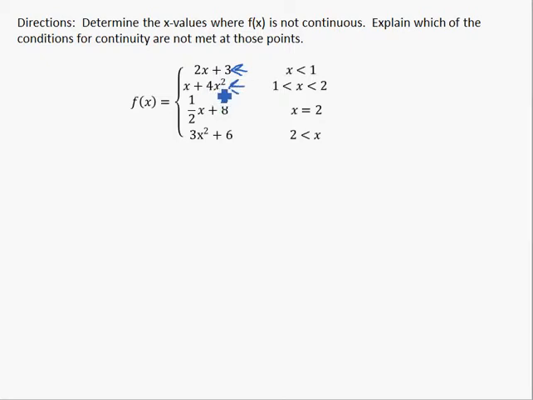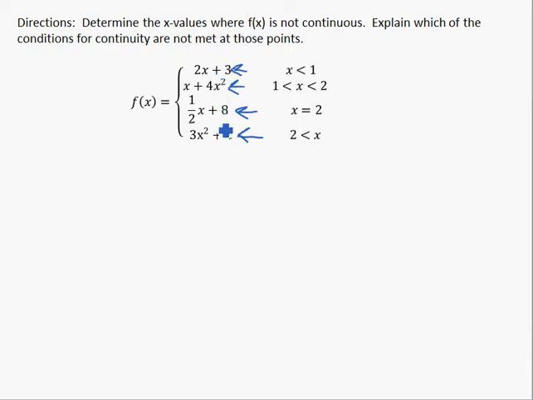x + 4x² is continuous everywhere. That's a polynomial, a quadratic. That's continuous everywhere. (1/2)x + 8 is a line, also continuous everywhere. And 3x² + 6 is also continuous everywhere. So each one of these individual functions is continuous everywhere, so they don't really pose any problems by themselves for continuity.